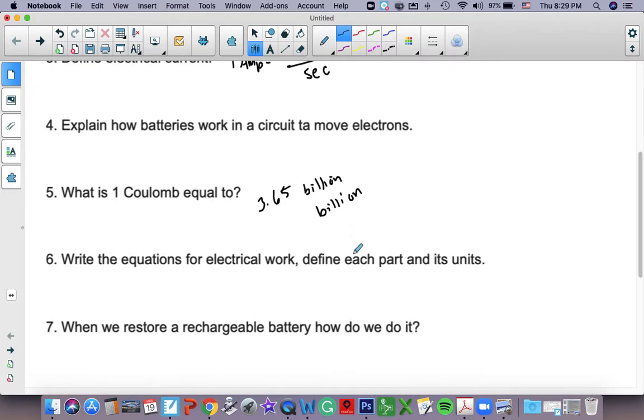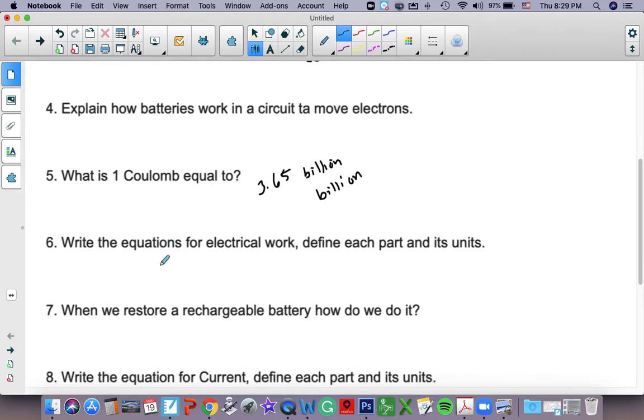Next, we're going to write down the equations for electrical work. We have work equals volts times charge. At this point, when we work through this worksheet, we don't know the other equation, but we learn it. The other equation is work equals volts times amps times time. So these are the two equations for electrical work, and we could rewrite those if we wanted to, but that's the way we're going to leave them for now.